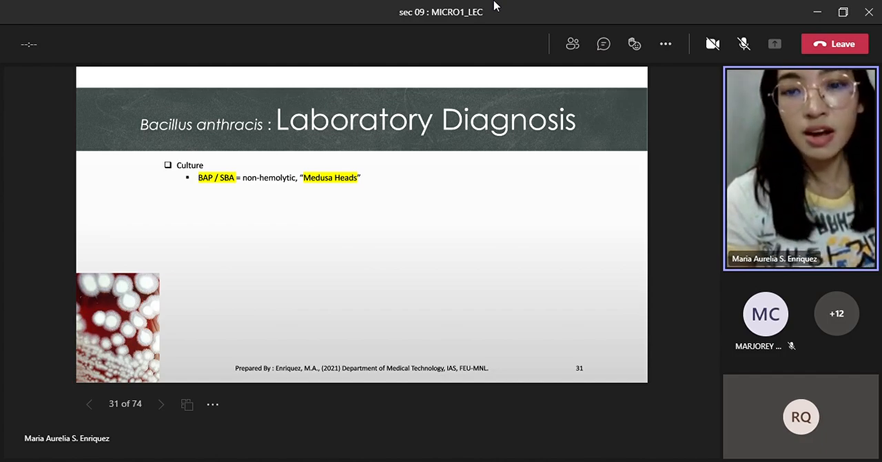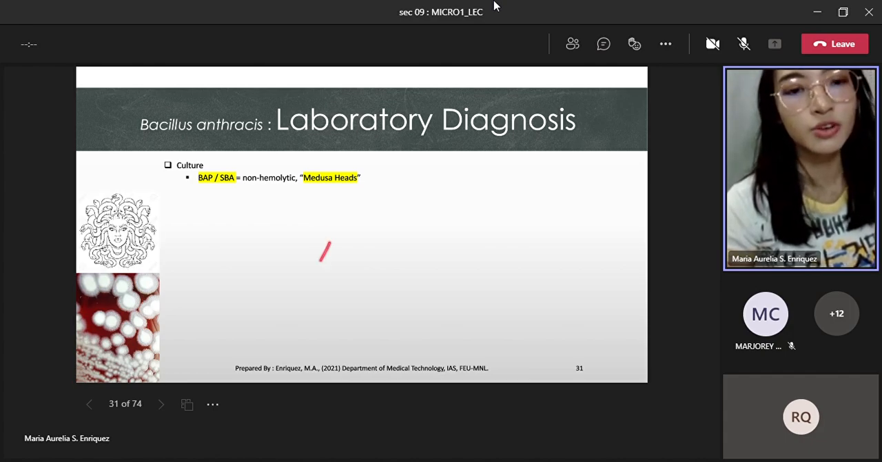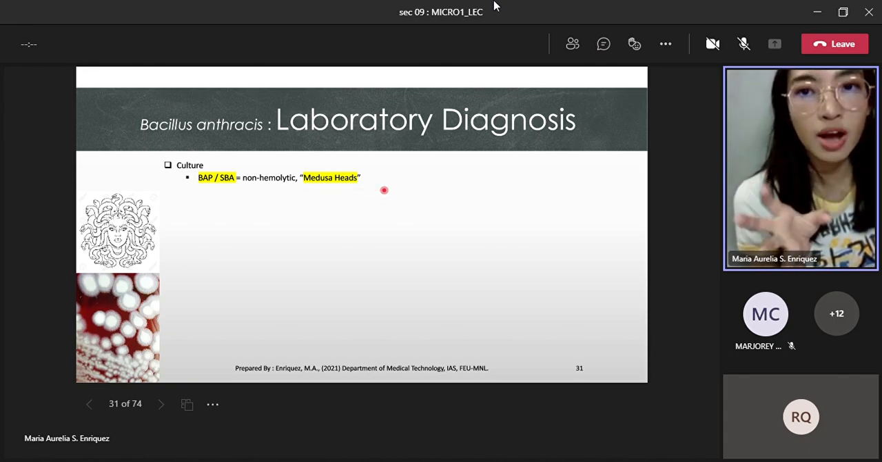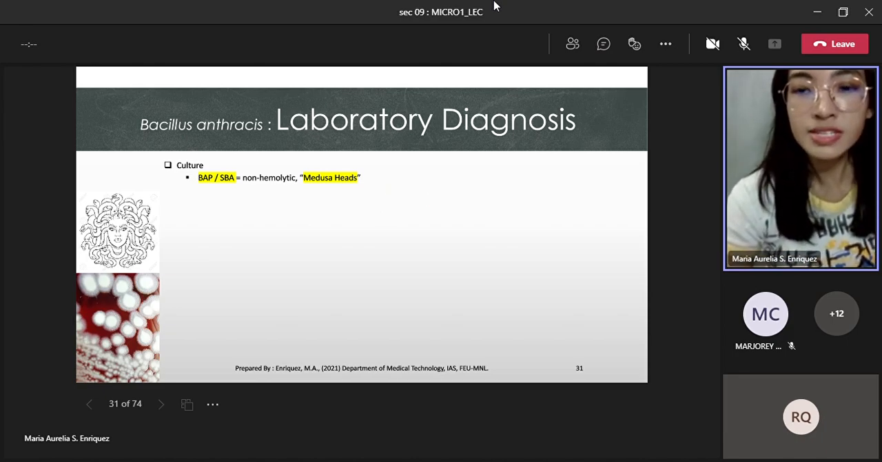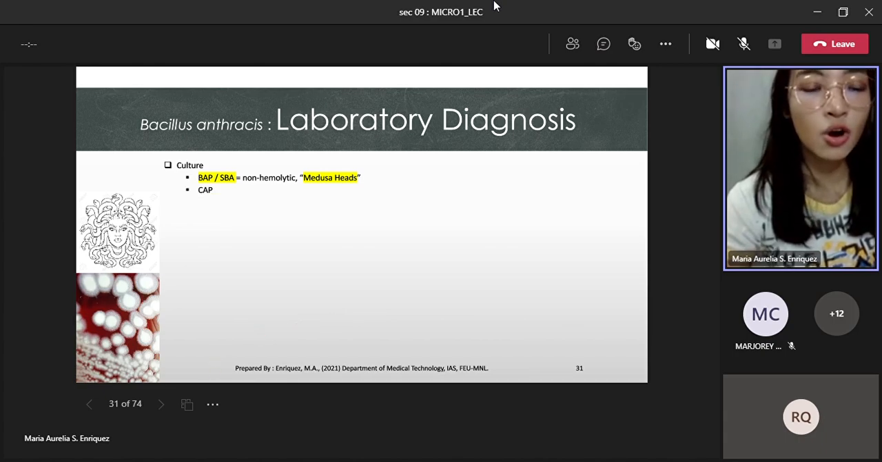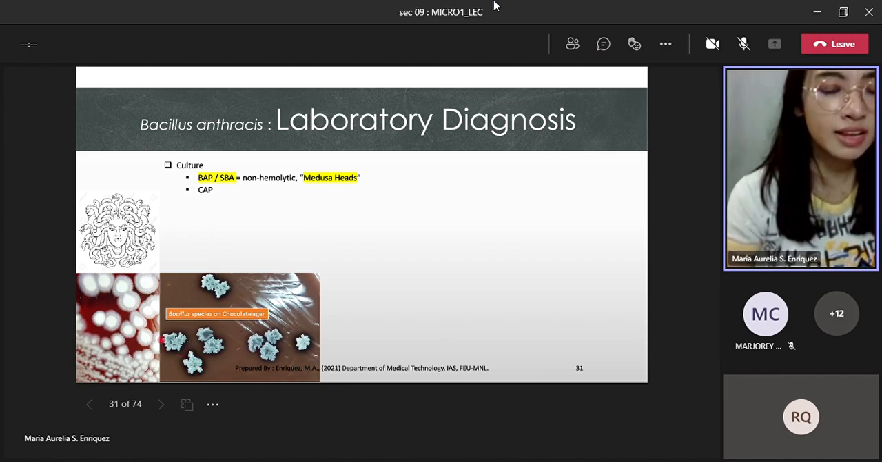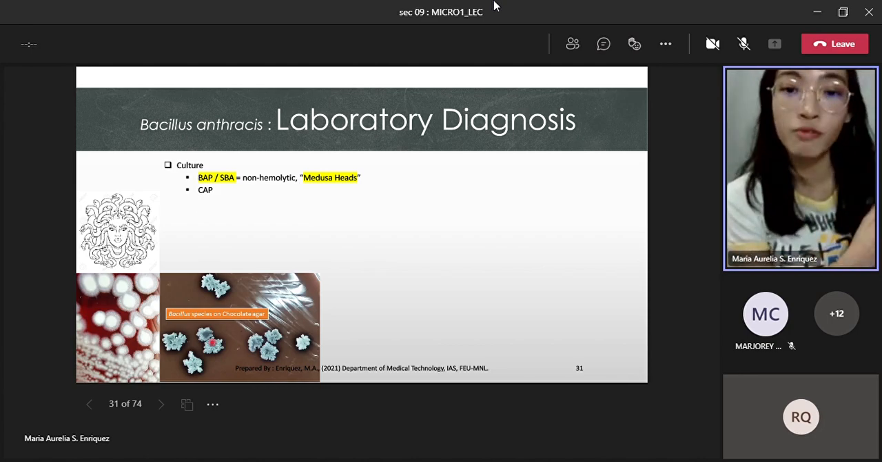Because of this appearance, ayan po, this was given a term of medusa head. Okay, so yun po yung ibig sabihin when we say medusa head. Solid yung gitna, tapos po yung outer edges, ayan, they are filamentous. Take note that they are also non-hemolytic. And ito naman po yung itsura nila on CAP. Okay, so ayan po, medyo magkahawig lang din naman sila. There might be differences only because of some strains. So some strains may have varying morphologies.